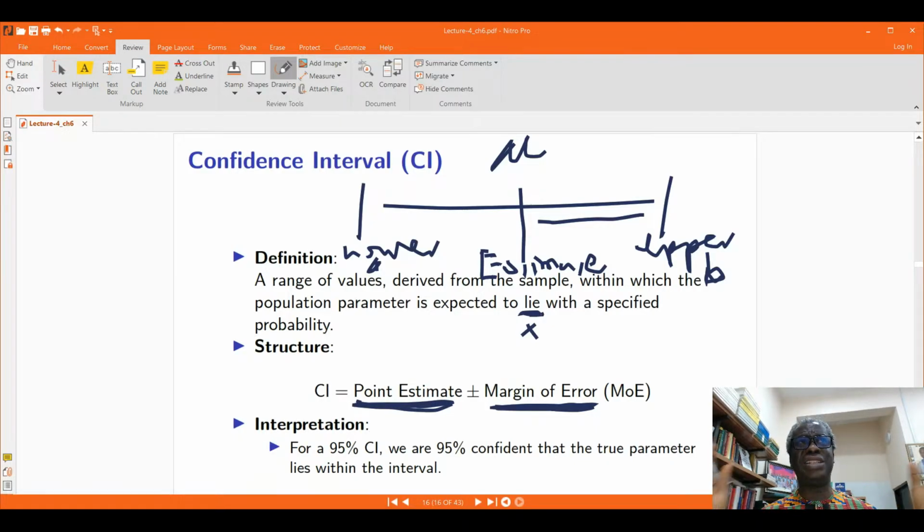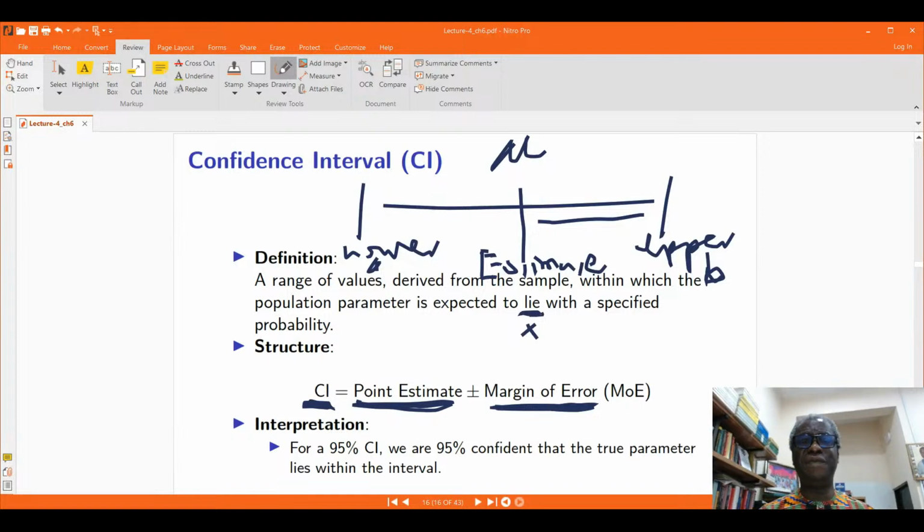And so you will now get the range of values, which is what we call the confidence interval, denoted as CI. So CI is point estimate plus or minus the margin of error, MOE. Which then means that the lower limit is point estimate minus margin of error, and the upper limit is point estimate plus margin of error.